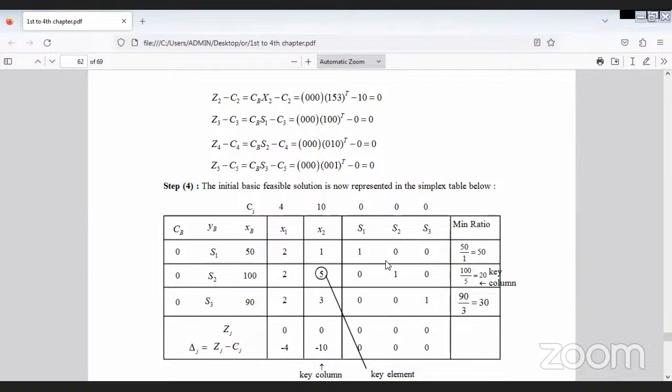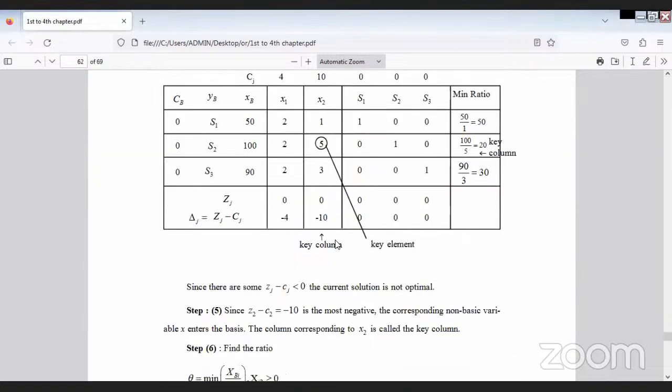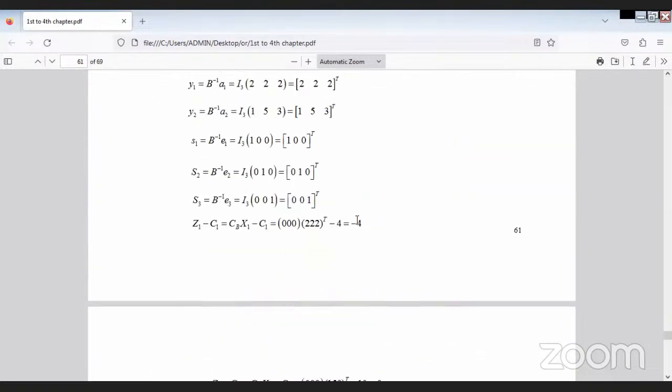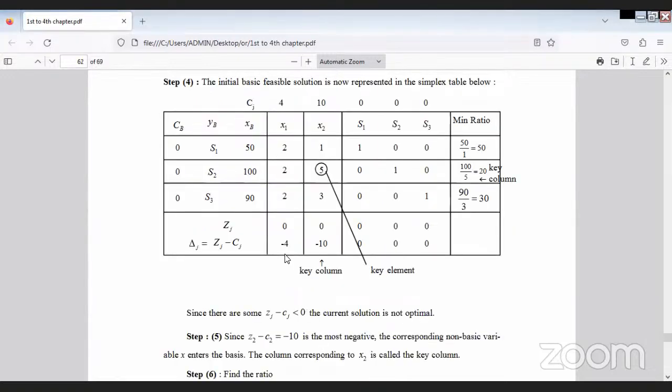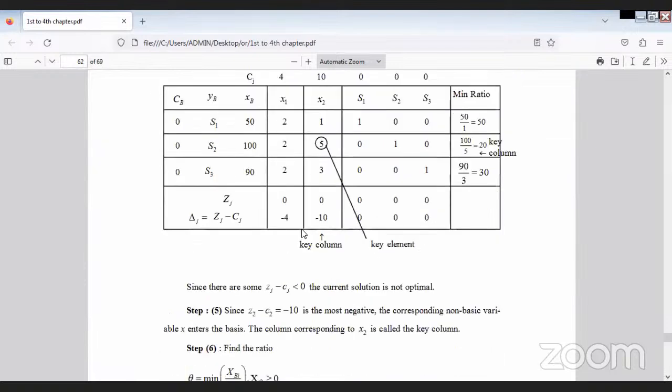We are taking Z equal to 0, no, sir. That's why ZJ is 0. How is ZJ minus CJ minus 4? Here we have written Z1 minus C1. Clear? Yes, sir. They are given the CJ values, no, sir. Z minus 4, and our second value is minus 10, but they gave us 0. And the other values are 0, S1, S2, S3.